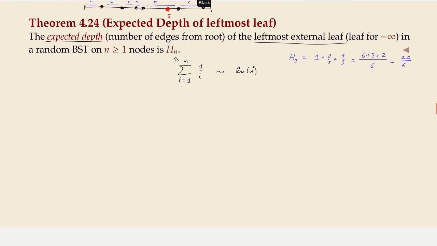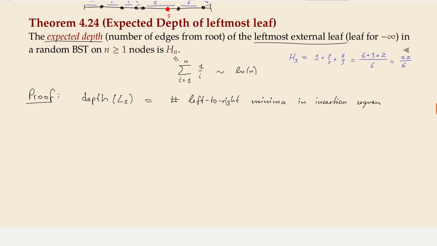So let's briefly prove this first analysis result on random BSTs. And the proof is very simple once you have the following key insight. The depth of this leftmost leaf, so of the leaf 1 in the tree, is exactly the number of left-to-right minima in the insertion sequence. So maybe it's something we have to define, and let's just do an example.